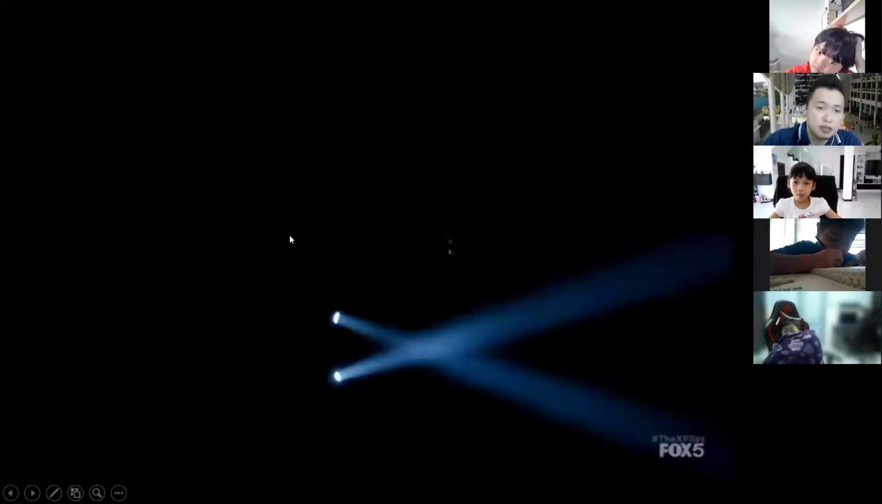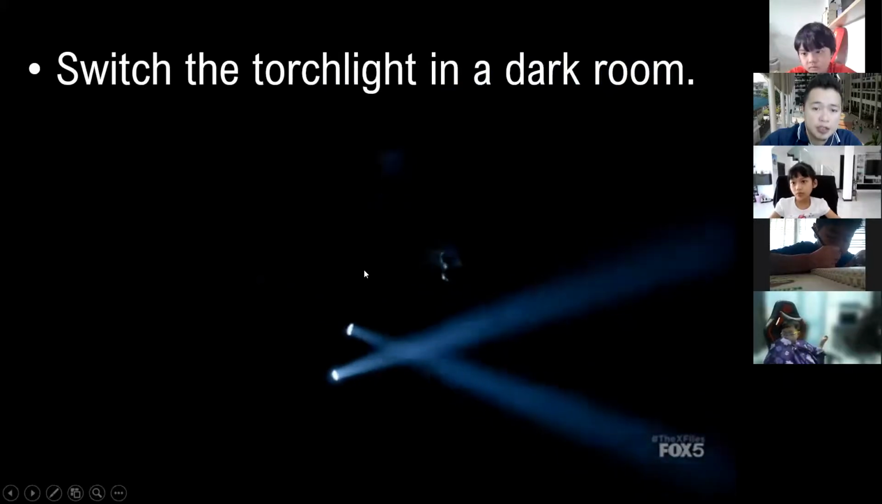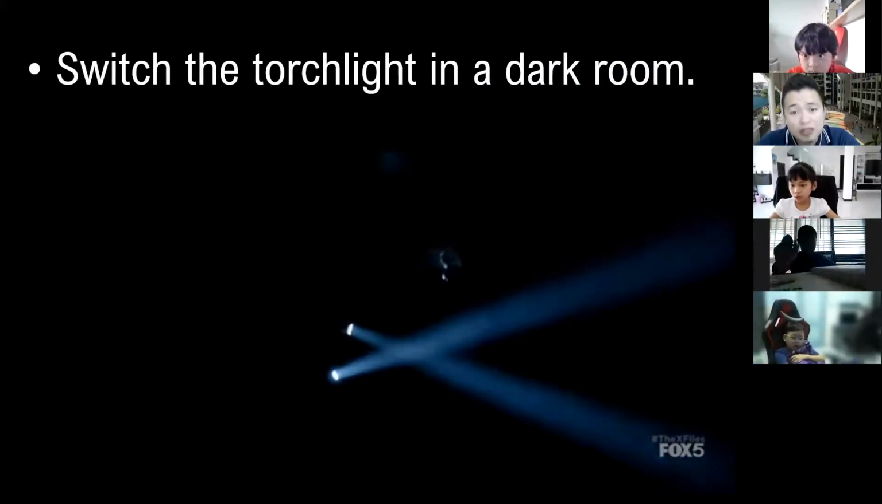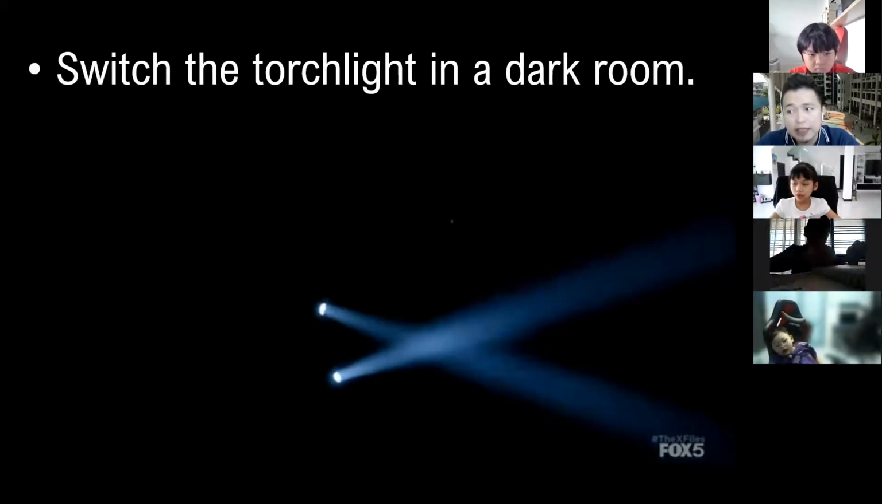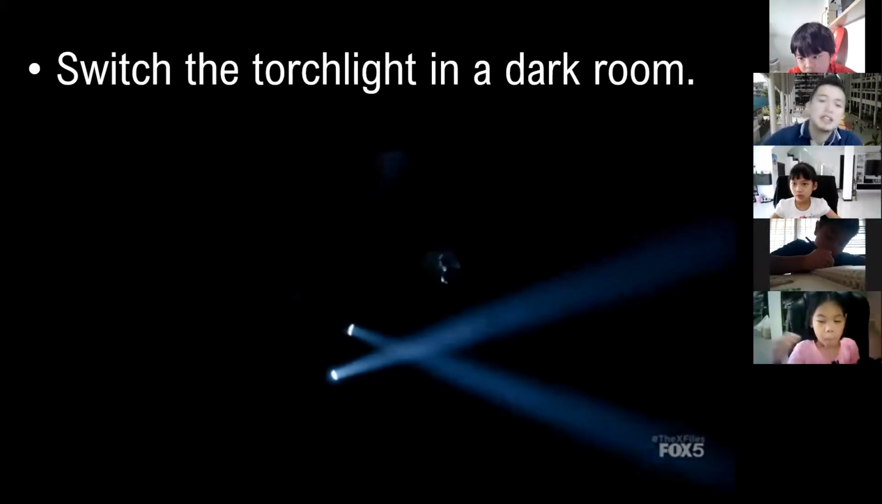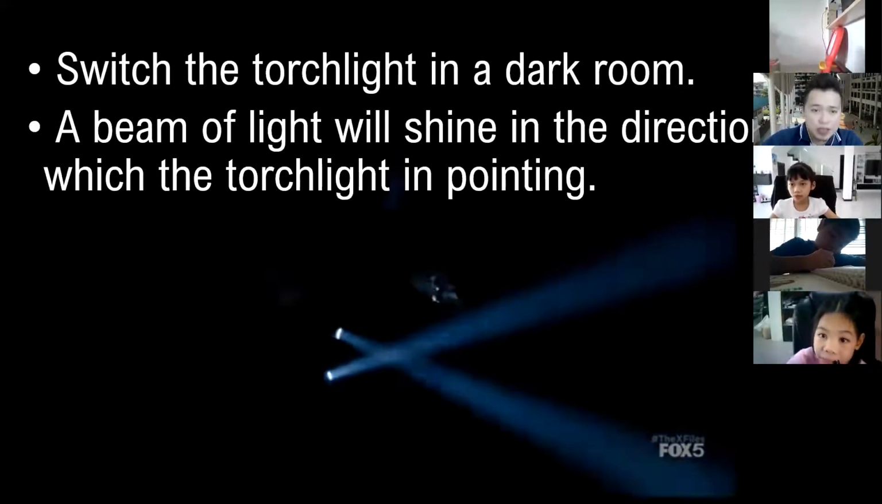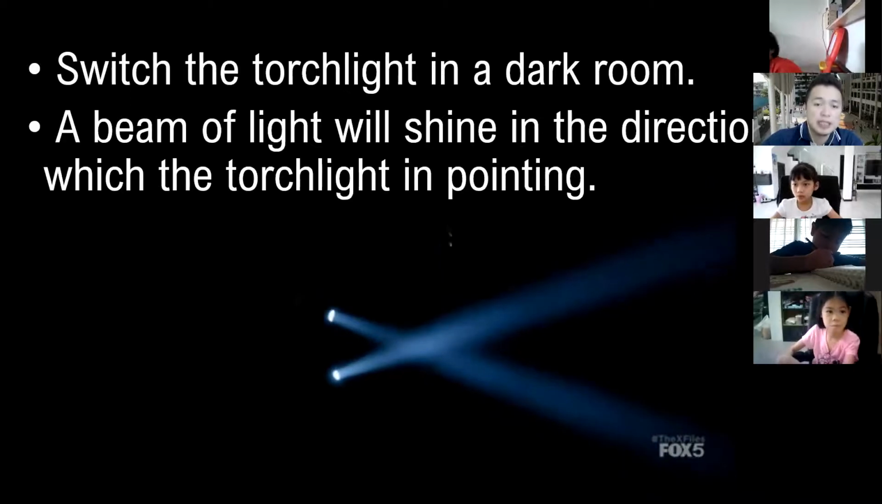So here, let's continue. Switch on the torch light in a dark room. So what will happen? Can you see the positioning of the light? Of course, light travels in a very straight line. A beam of light will shine in the direction at which the torch light is pointing.